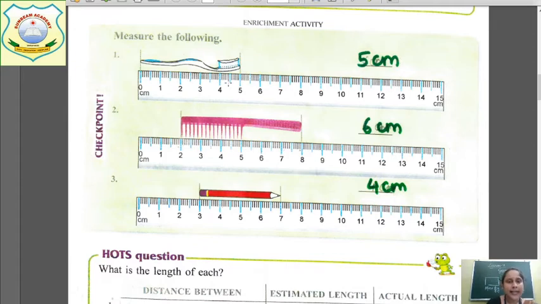You all can see here a ruler is there and a toothbrush is there, and we have to measure the length of this toothbrush. So we will put a scale, we will draw this dotted line with the help of scale and pencil. We will join these dotted lines.